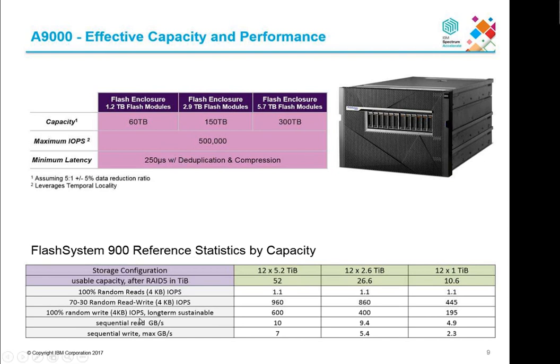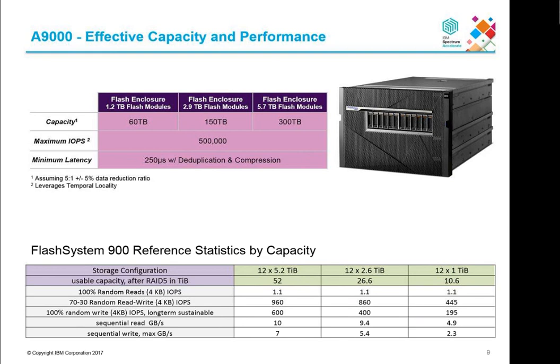Now the bottom numbers here are actually not the 900 numbers, but I leave them here for a very important point. You look at the number of random reads I can do across this box, and it's the same regardless of my capacity point. I look at my 70-30 random reads, and all of a sudden I see a very large difference. I see a random write, and again, see a very large difference when I'm looking at the smaller box.